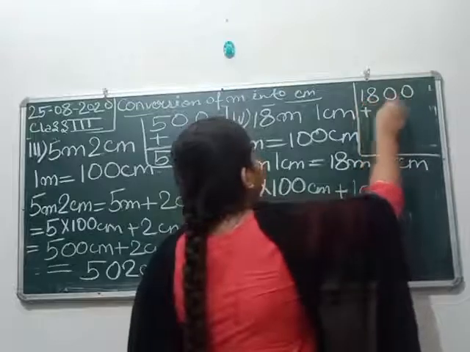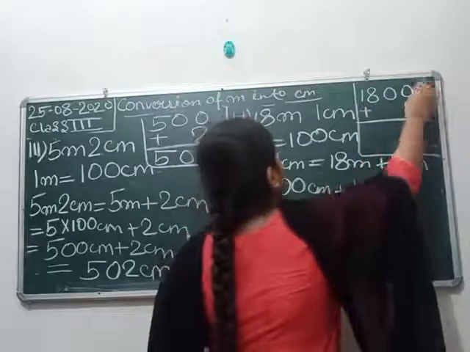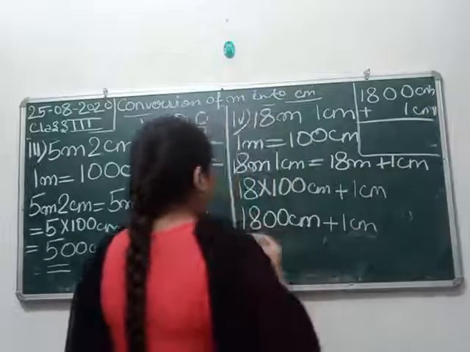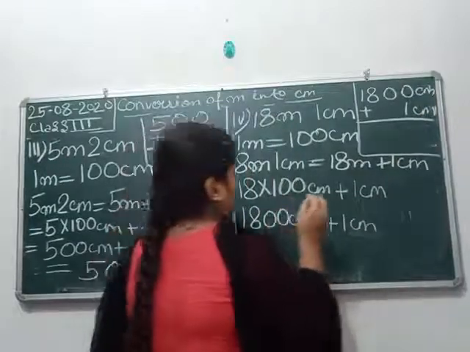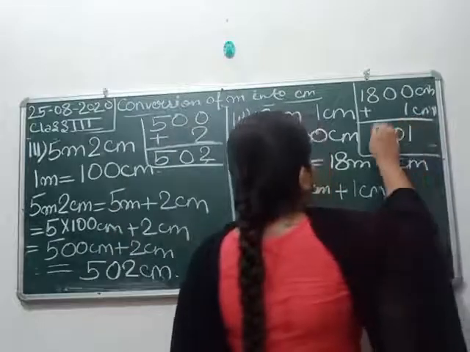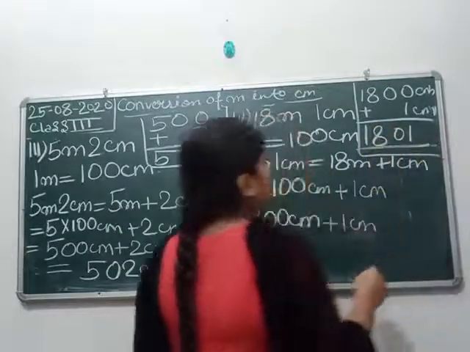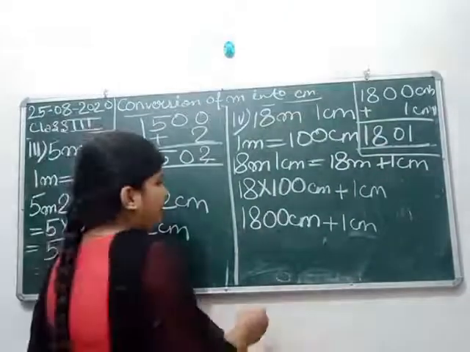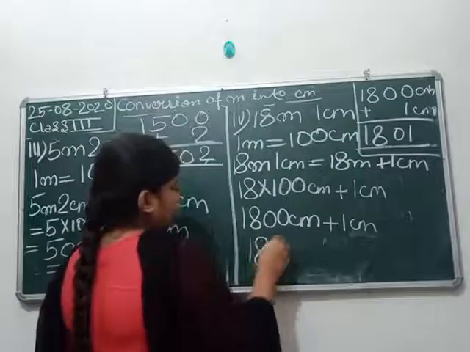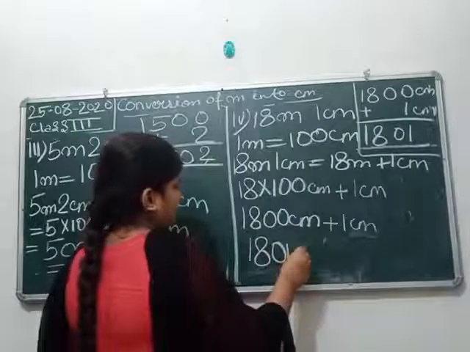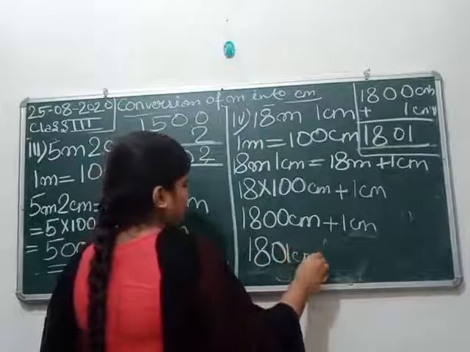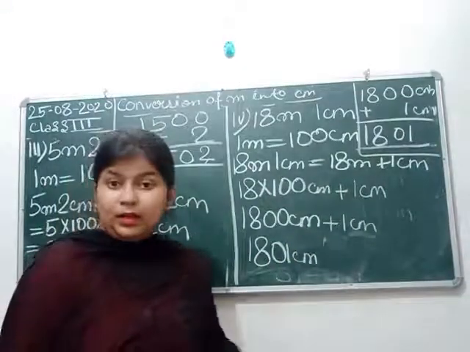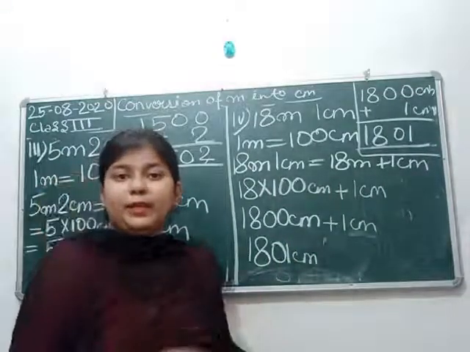1800 plus 1 centimeter. Now adding these two we get 1801 centimeter. Okay. So this is about converting meter into centimeter.